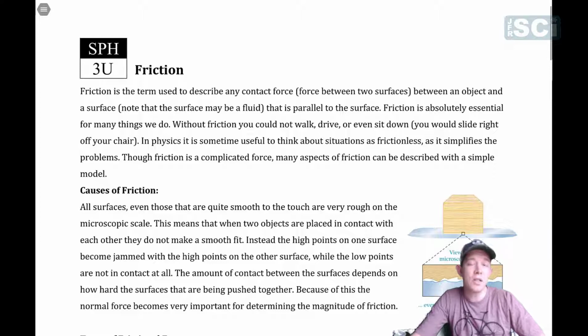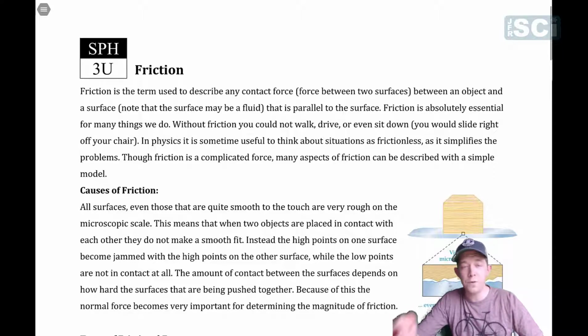Friction is a term that describes contact forces between two surfaces, and the contact force is parallel to the surfaces that we're considering. Now, just one point here: the surface might actually be a fluid, and we'll talk about what we mean by frictional forces with fluids a little bit later in today's lesson.